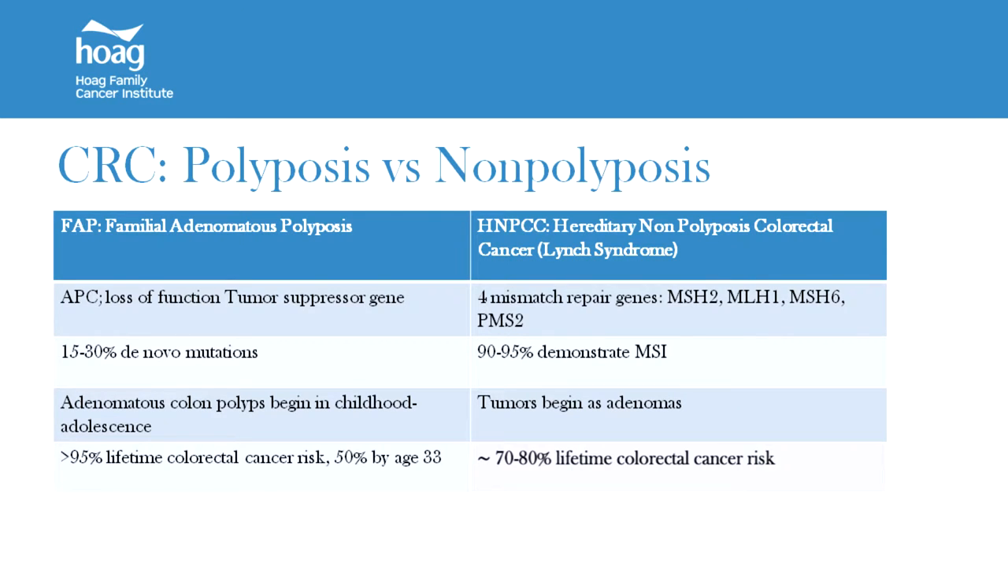So just to generalize a little more and simplify it, for colorectal cancer, we think of it as either polyposis or non-polyposis. FAP is your prototype for the polyposis type. And at the heart of it is the APC mutation, which is your tumor suppressor gene. You have a loss of function in that gene. Up to 30% are de novo mutations, where it's a spontaneous mutation. And the colon is just riddled with polyps, hundreds of polyps, and they begin in early childhood and up through adolescence. And again, as mentioned, it has greater than 95% lifetime risk for colorectal cancer and 50% by 33 years of age.